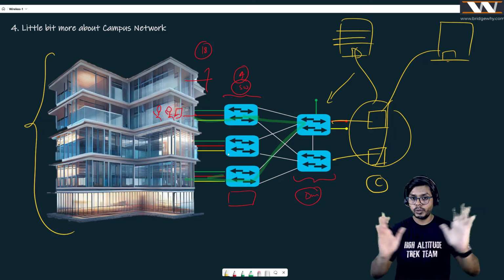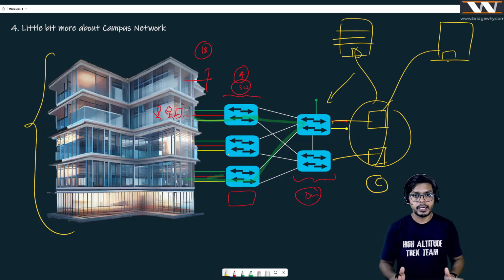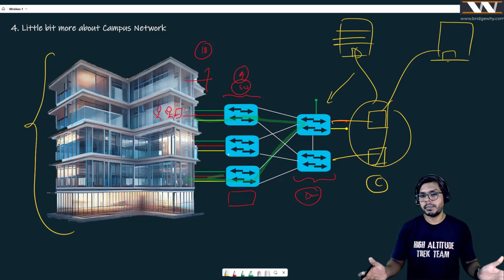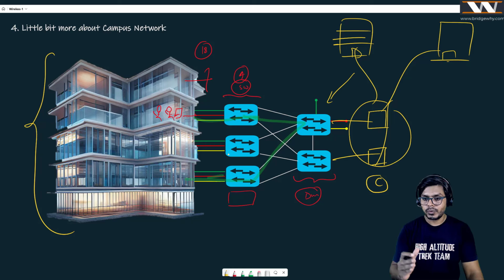And I'm talking about a huge network. It can be the case that in Delhi, Sports India has so many buildings, maybe 7 or 8 buildings, right? Why are we talking about this 3-layer architecture? Core, distribution, and access, because it is important.